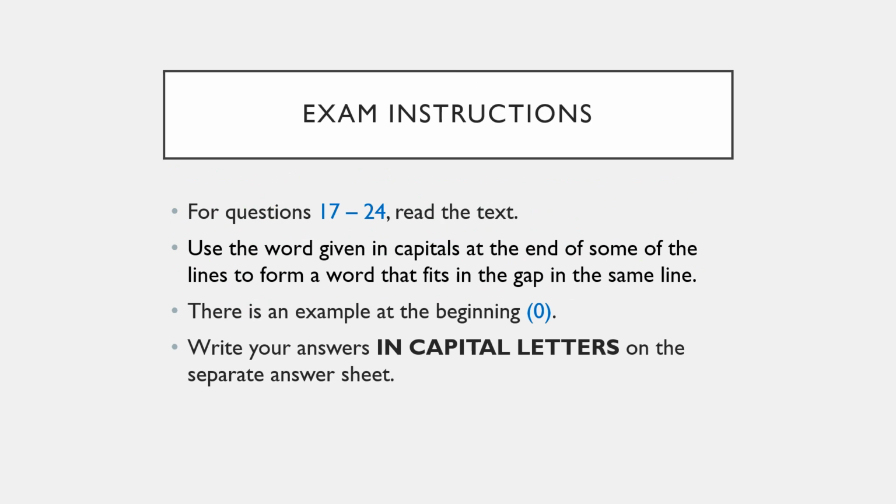Okay, so in a short while we're going to do a practice exam task using the text you just read. But before you begin, let me explain the instructions. For questions 17 to 24, you need to read the text. For each question, use the stem word in capitals at the end of the line to form a word from the same word family. There's always an example question marked question 0 to show you what you need to do.